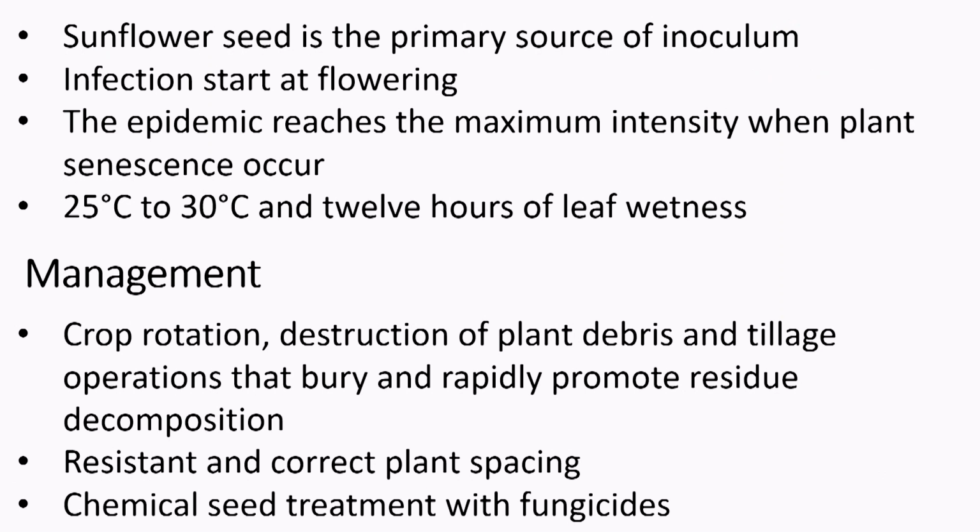So as we said, sunflower seed is the primary source of inoculum, and infection can start at flowering. The epidemic reaches the maximum intensity when the plant senescence occurs, and conditions favorable for infection are 25 degrees to 30 degrees and 12 hours of leaf wetness. So how can we control this disease?